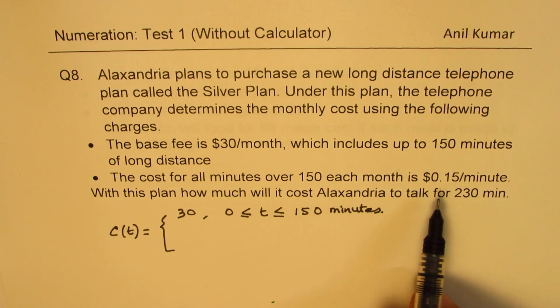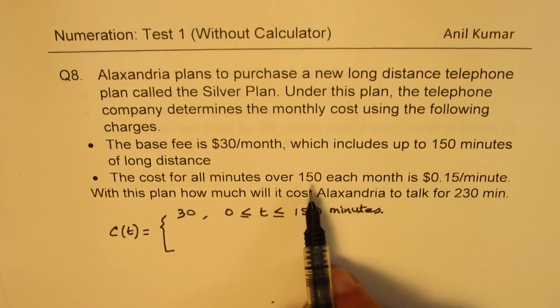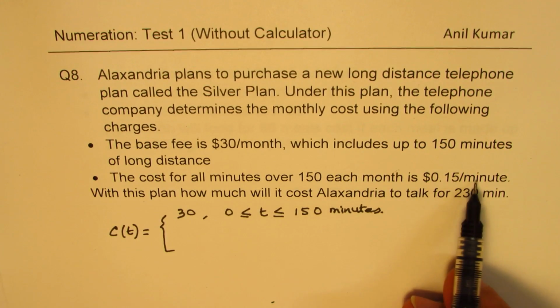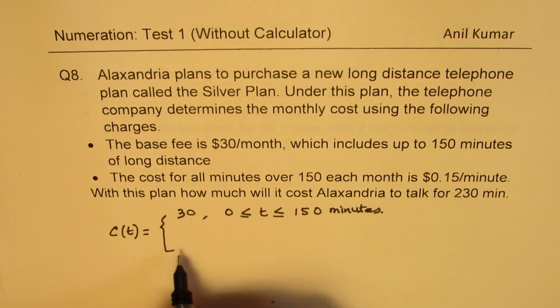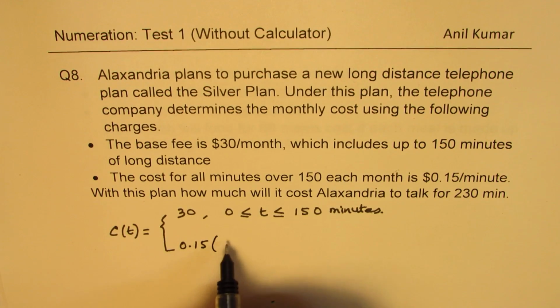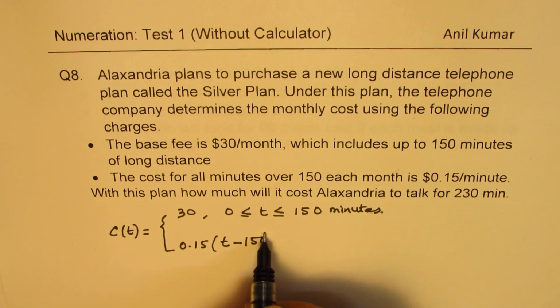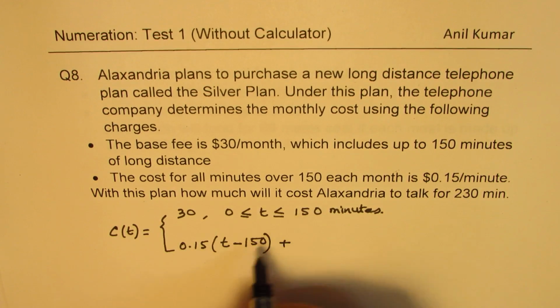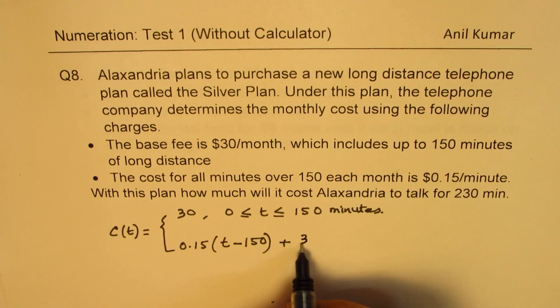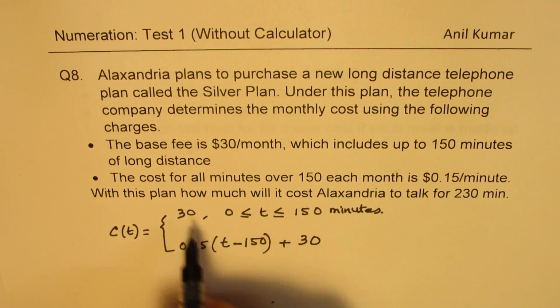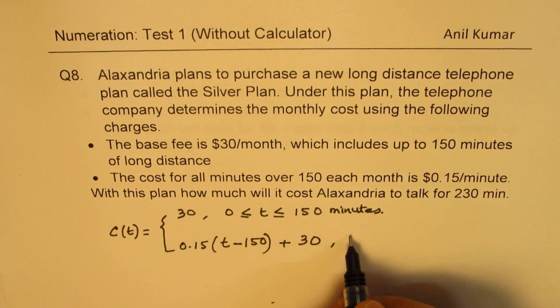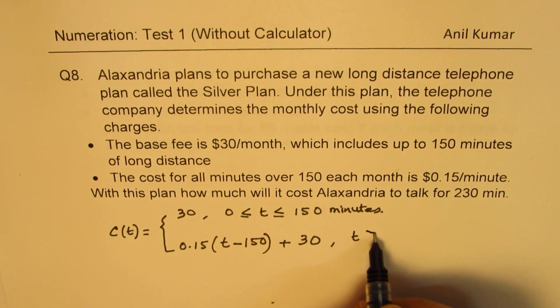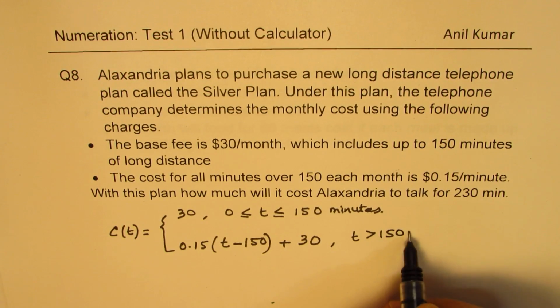However, for additional minutes, any minute over 150, 15 cents are charged. It means 0.15 times the time taken above 150, which is t minus 150. That will be charged additionally at 15 cents per minute, right? And of course, for the first 150 minutes, you have to pay $30. So that becomes your criteria for the cost when t is greater than 150 minutes.